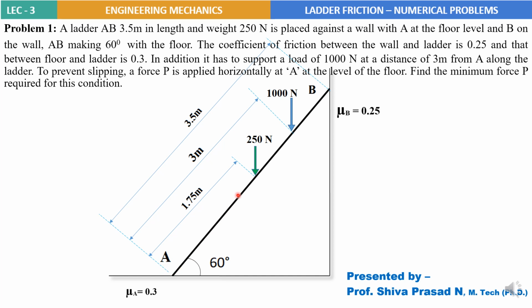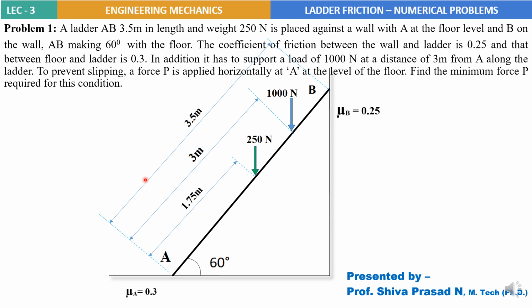So this ladder, due to the applied loads and its own self weight, there may be a situation wherein it may slip due to the applied loads. So a force P has to be applied to stop the ladder from slipping. So what is that minimum force P required for this particular condition? That's what they have asked in the question.